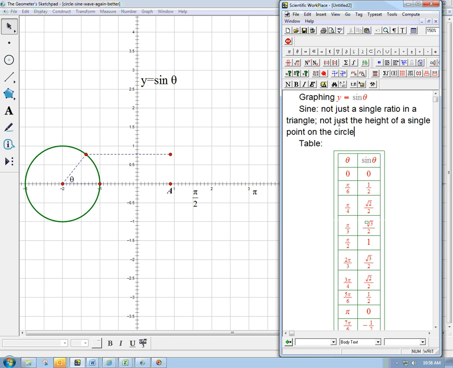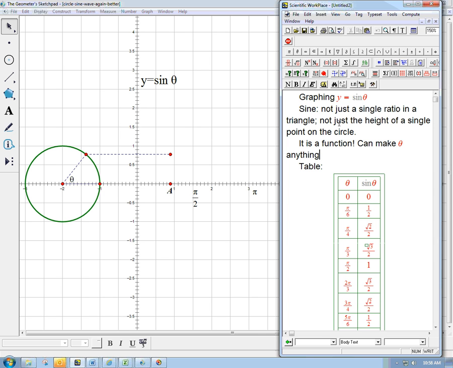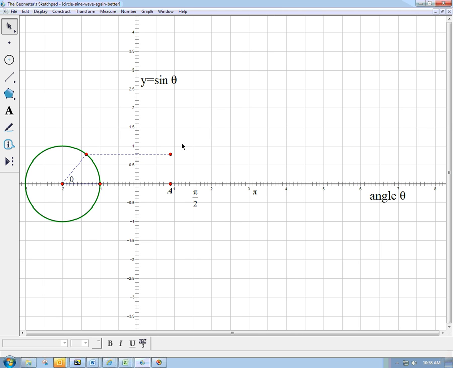We want to use the fact that this is a function. We can make theta anything we want. And we want to think of it as a function. And one of the ways we understand functions, not the only way, but a good way to understand it, is do just a standard graph of the function. So on these axes here, this is going to be the angle theta, and in the book that's often called t at this point. And this is going to be y, which we're going to use as sine theta.